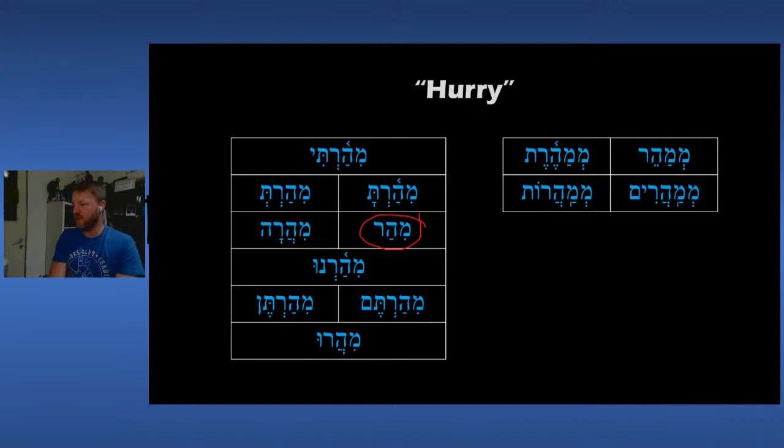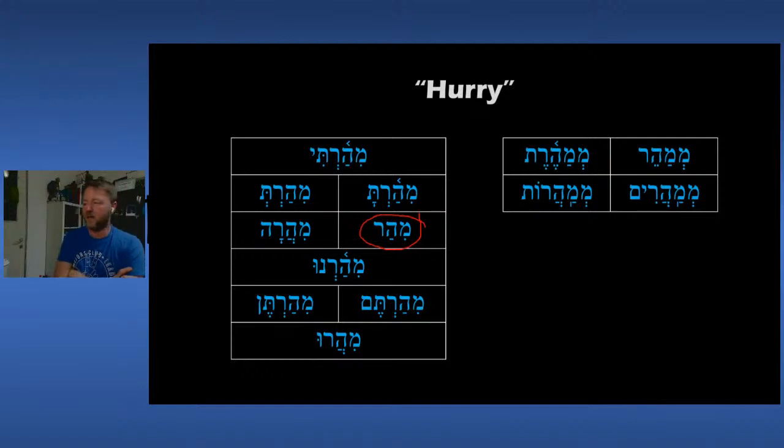No dagesh in the hey. Not getting an answer because it is guttural. Remember, the gutturals are aleph, hey, chet, ayin, and resh behaves like a guttural. So mihar means he hurried, and you don't see dagesh. This represents virtual doubling. It's as if the hey were doubled, therefore the e is considered within a closed syllable, but it's not really. Okay?